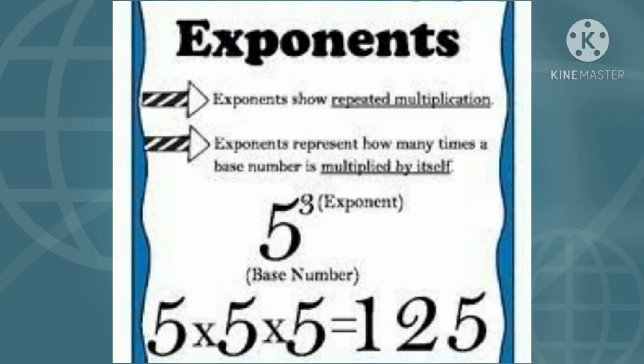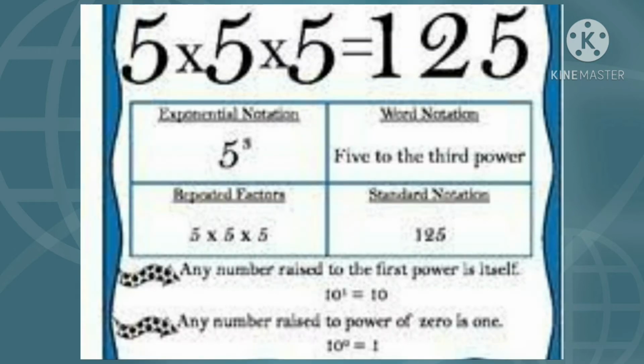Now let us recall some rules about exponents. Exponents show repeated multiplication, or how many times a base number is multiplied by itself. Any number raised to the first power of itself is equal to the number itself, whereas any number raised to the power of 0 is equal to 1.